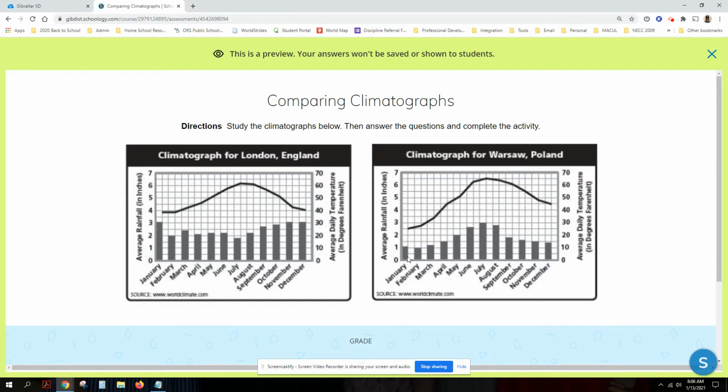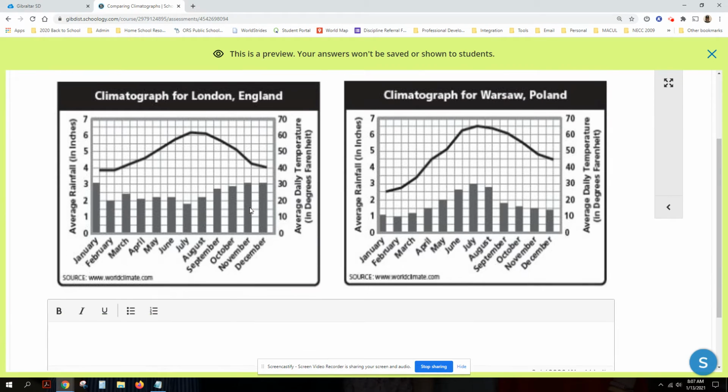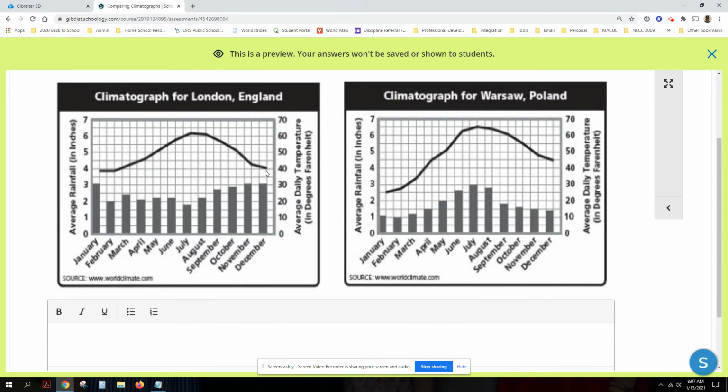All right, and so we can look at each of the months and we can tell how much rainfall we would get, as well as the average daily temperature in degrees Fahrenheit. On the right side is the temperature, on the left side is rainfall in inches. So we're going to study those graphs, and then we're going to go into the questions. This one says, London and Warsaw are about the same distance north of the equator. Which of the cities had colder winters? Look at the two graphs and identify which one has a colder winter, and then explain how you know that. What in the climatograph tells you that?